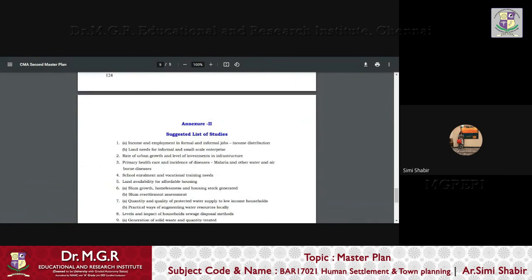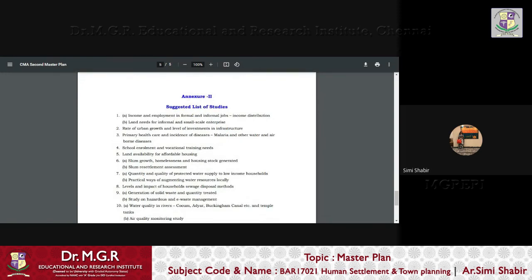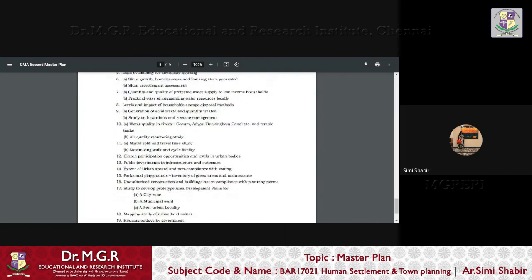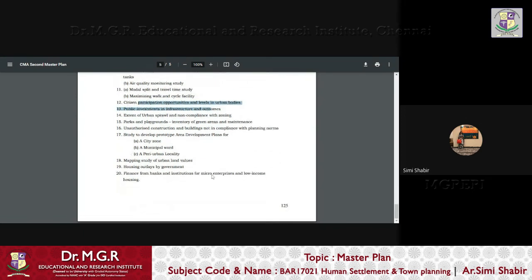And these were the list of studies: income and employment in formal and informal jobs, that is basically the income distribution; land needs for informal and small scale enterprise; rate of urban growth; primary healthcare and incidence of diseases; school enrollment and vocational training needs; land availability for affordable housing; slum growth, slum resettlement; quantity and quality of protected water supply; practical ways of augmenting water resources; levels and impact of households' sewage disposal methods; generation of solid waste and quantity treated; study on hazardous and e-waste management; water quality in rivers, Koovam, Adyar, Buckingham Canal, etc., and the temple tanks; air quality monitoring study; modal split and travel time study; maximizing walk and cycle facility; citizen participation opportunities and level in urban bodies, etc.